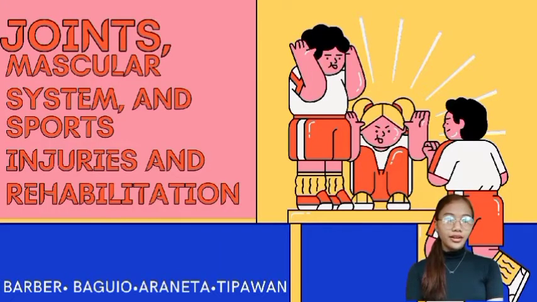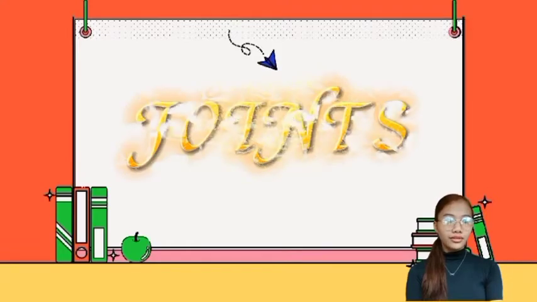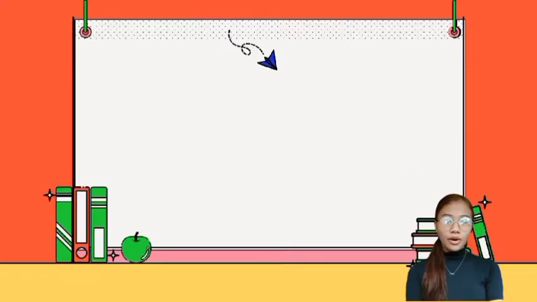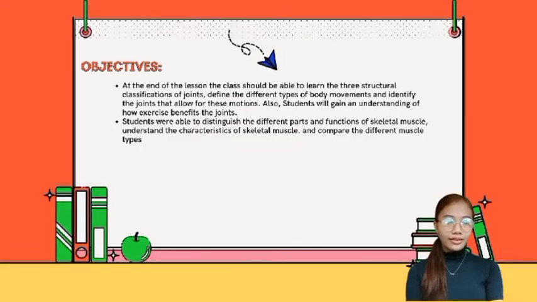Good day, everyone. So for today's discussion, we're going to talk about joints. So here are our objectives. At the end of the lesson, the class should be able to learn the three structural classifications of joints, define the different types of body movements, and identify the joints that allow for these motions. Also, students will gain an understanding of how exercise benefits the joints.